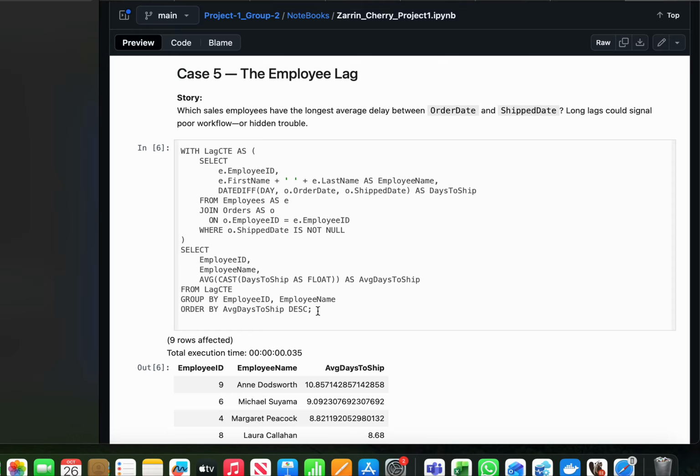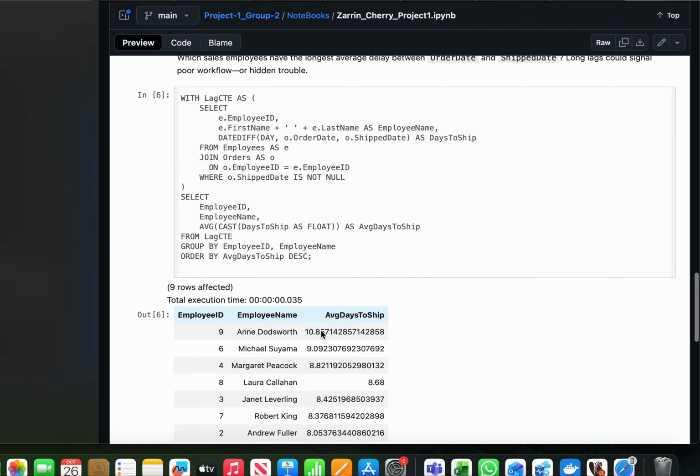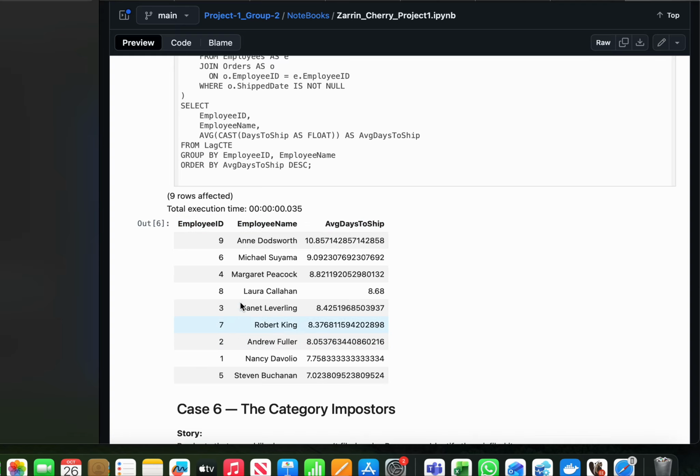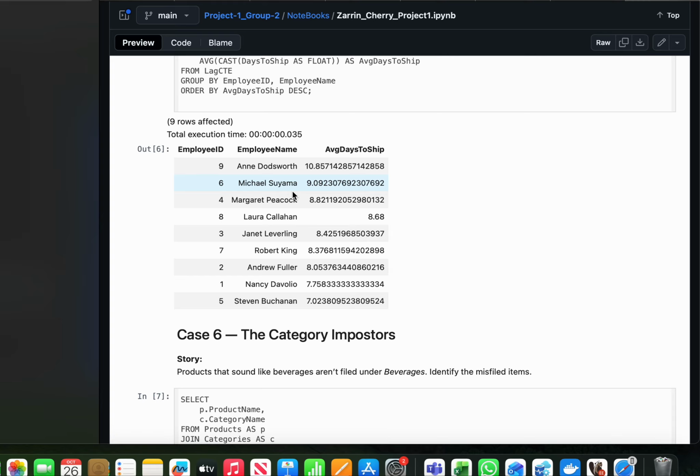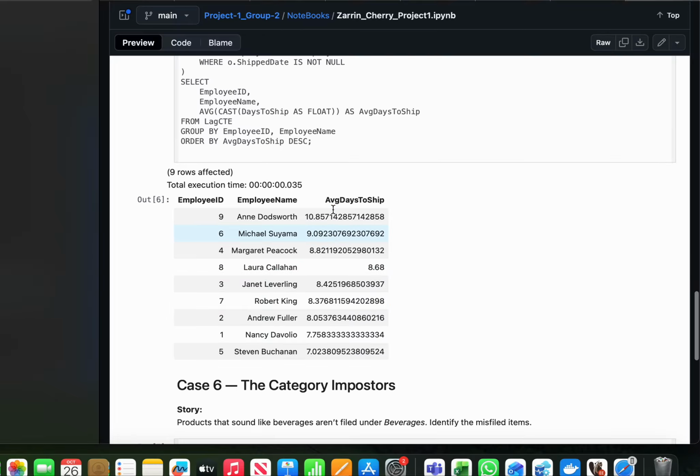When I ran the query, the results showed Anne Dodsworth at the top with an average delay of around 10.85 days, followed by Michael Suyama and Margaret Peacock with slightly shorter averages. In a real company, this could mean that Anne handled more complex orders, or it could signal a need to optimize her workflow. This case showed me how SQL can be used not just for retrieving data but also for evaluating performance metrics.